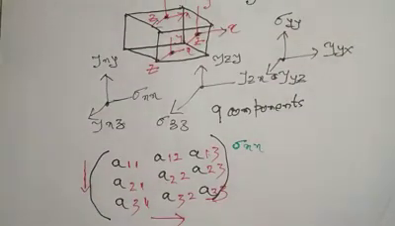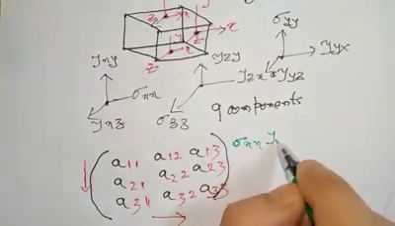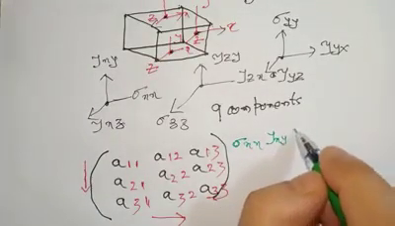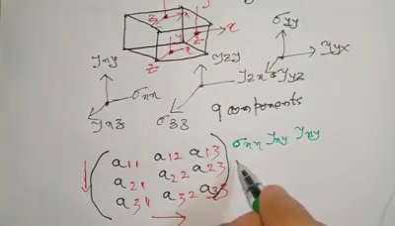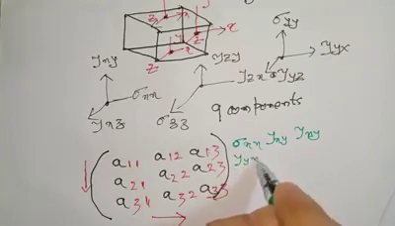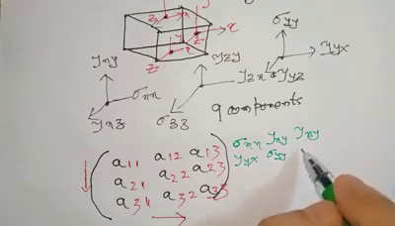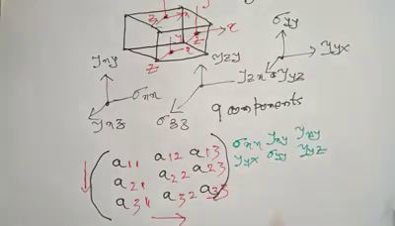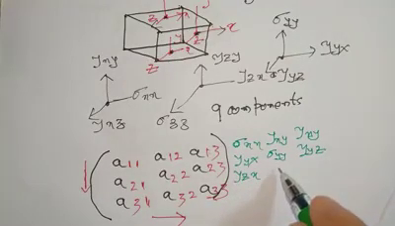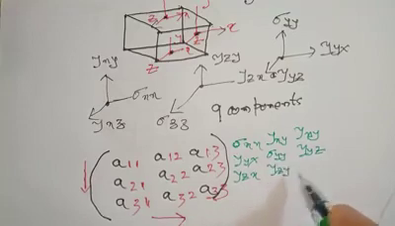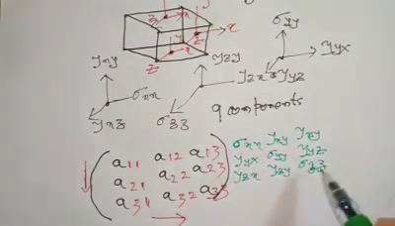Let me see if I can put the camera a little bit closer to that. Yeah, this is fine. Sigma xx, then we have tau xy, and we have tau xz. This is the first element. I will tell you why I'm showing this. Then we have tau yx, then sigma yy, and tau yz. Then we have tau zx, tau zy, and sigma zz. Right, so this is how it goes.